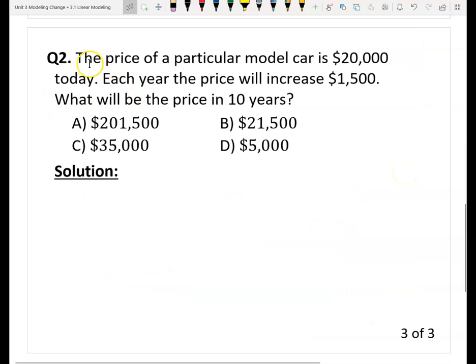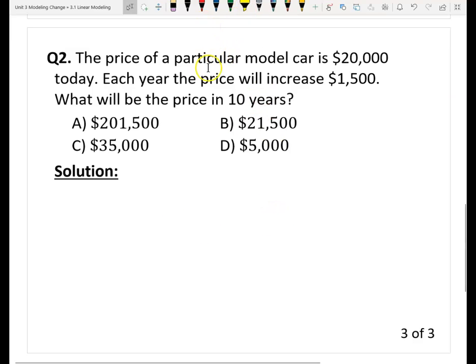Here is the second question. The price of a car is $20,000 today. Each year, the price will increase $1,500. What will be the price in 10 years? And we say this is a linear model because it increases the same number every year, right? This is the common difference. And the 20,000 is the starting point, the initial value. Now, what do we need to find the future value in 10 years? Build the model and then find the future, right?